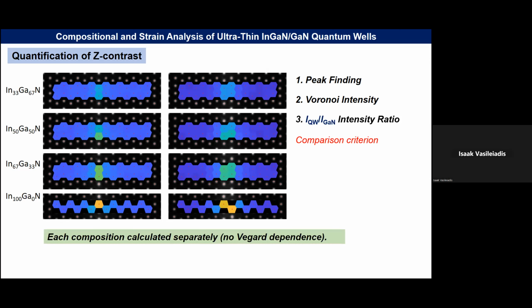By having image simulations using structural models with known composition, we can now determine how this intensity ratio is changed by changing the thickness.